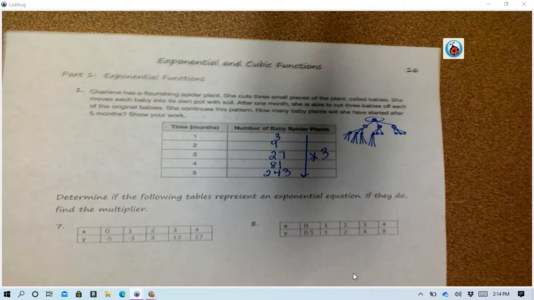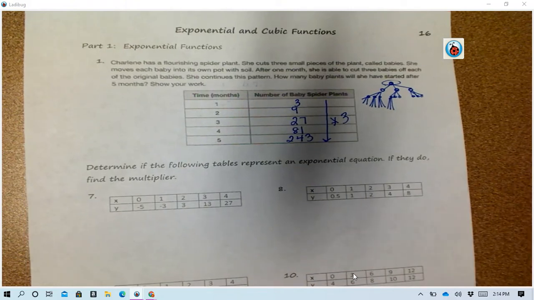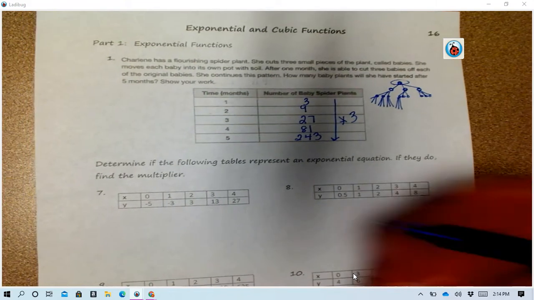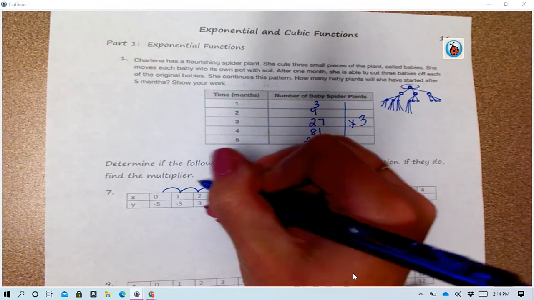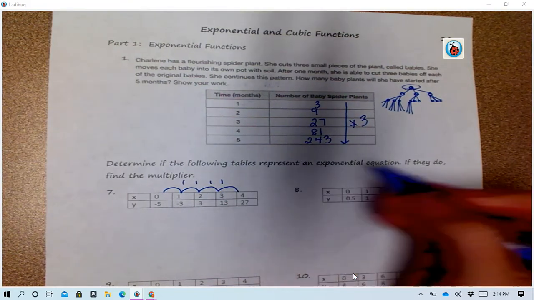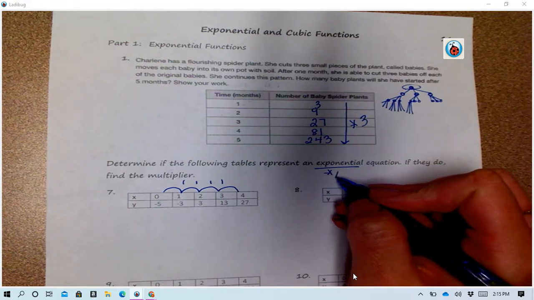Okay, so determine if the following tables represent an exponential equation. If they do, find the multiplier. So it's just like how we were finding linear and quadratic. You were going to look for our change in y over a change in x. So all of these x's change by 1. And if it's exponential, there's going to be some kind of a multiplication pattern.